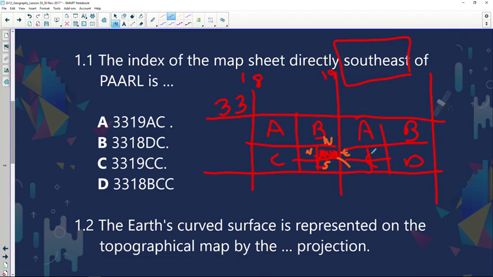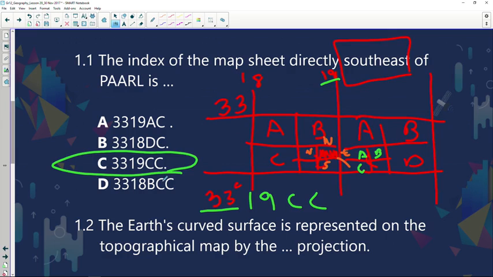And the new map code is going to be 33. That's where I got this from. Just going to use a different color pen. It's 33 because it's still based on the 33 latitude. 19. Okay. Big block C, A, B, C, small block C. So what's our answer going to be? It's going to be 33, 19, C, C. That's going to be the map code southeast of Paarl.